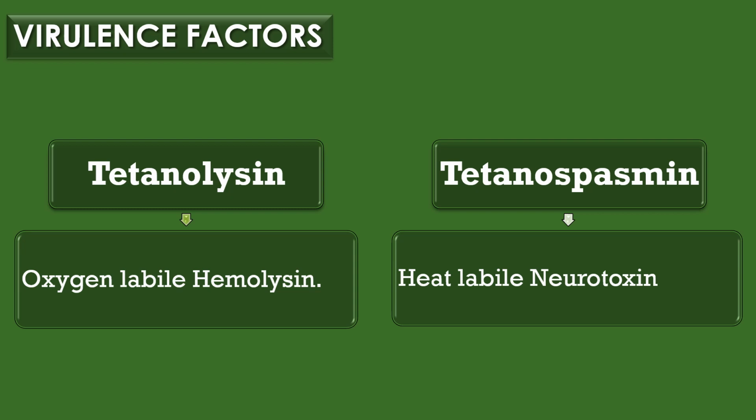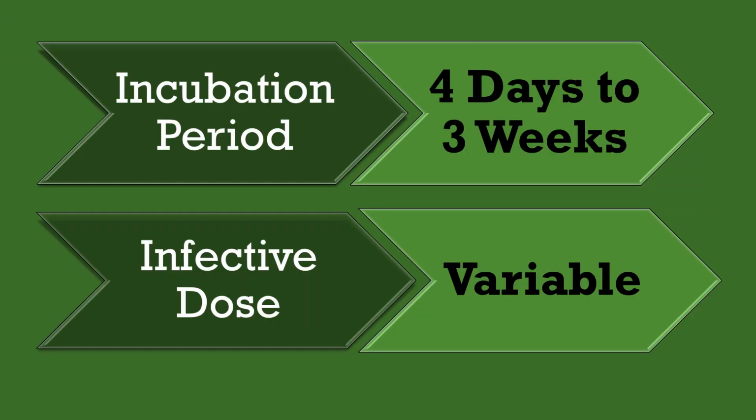Clostridium tetani has the ability to produce two types of toxins as virulence factors. The first one is tetanolysin and the second one is tetanospasmin. Tetanolysin is an oxygen-labile hemolysin and tetanospasmin is a heat-labile neurotoxin. The toxin tetanospasmin is produced during the stationary phase of Clostridium tetani growth. The incubation period for Clostridium tetani is 4 days to 3 weeks and the infective dose required for causing an infection is variable.